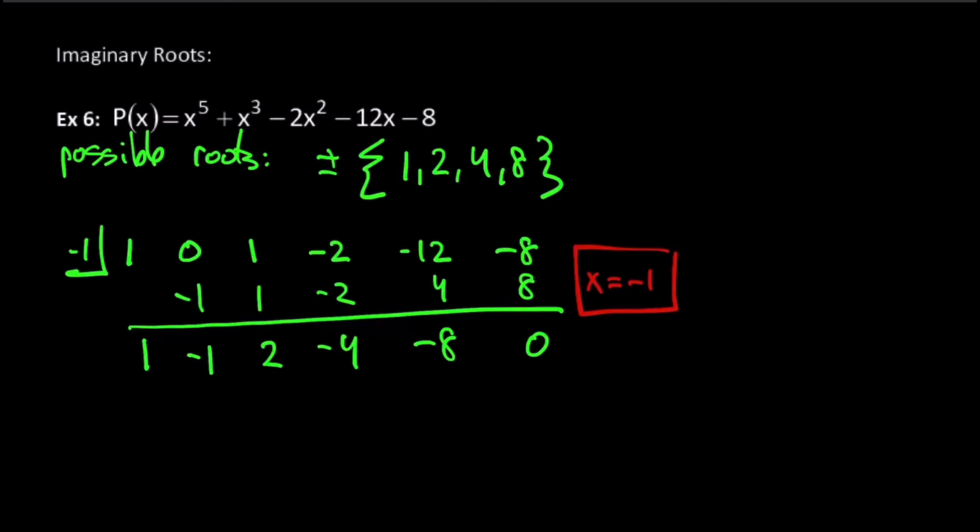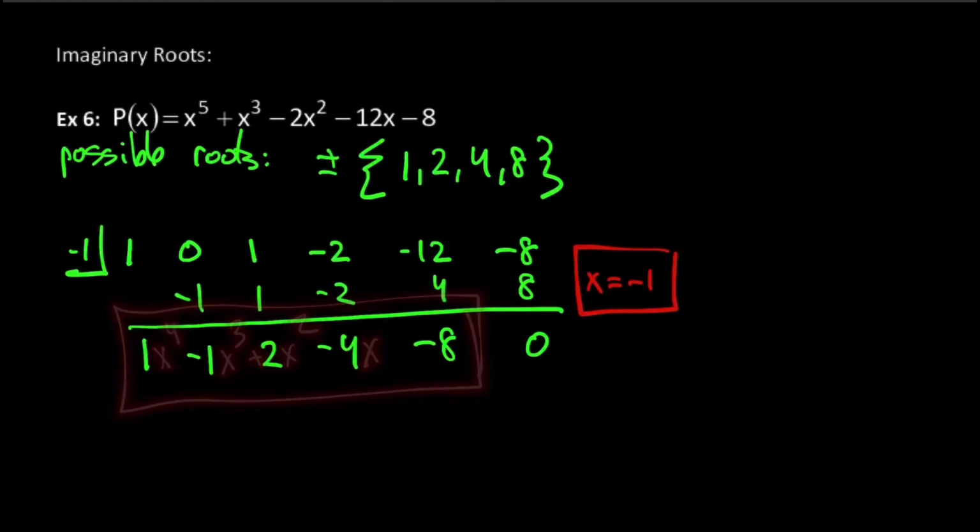Usually we start with a cubic, and I have a depressed quadratic, and I just factor it, or I use the quadratic formula, or I complete the square. But now, I don't have a depressed quadratic anymore. I have a depressed quartic, 4th degree, because I started with a 5th degree, and I depressed it 1 degree. So this is x to the 4th minus 1x cubed plus 2x squared minus 4x minus 8.